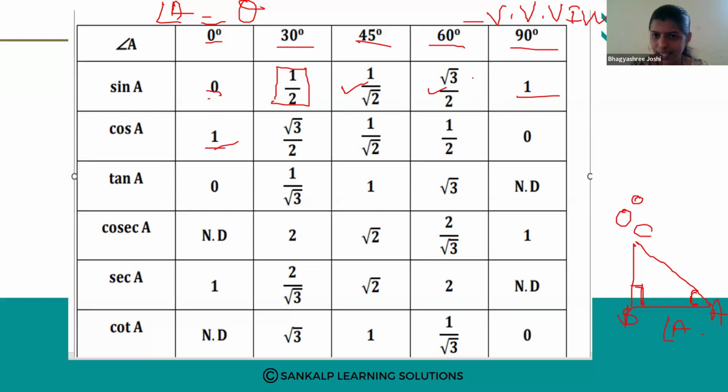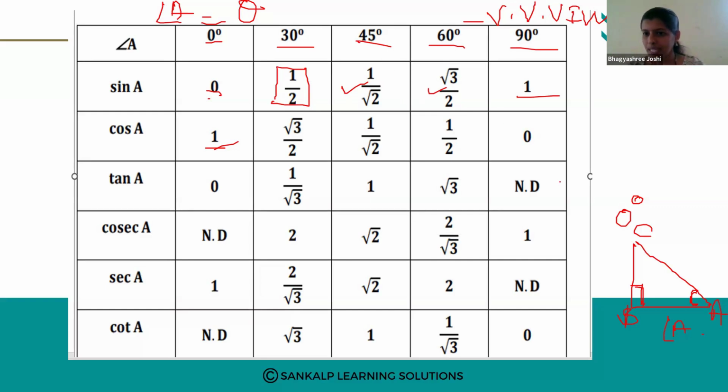See, sin 60 degree is root 3 by 2, cos 30 degree is root 3 by 2. Right? So sin 45 degree is 1 divided by root 2 and cos 45 is 1 divided by root 2. Like that, sin 30 degree is 1 divided by 2, cos 60 is 1 by 2, cos 90 is 0 and cos 0 is 1. So if it is like this, reverse it. Exactly reversed.